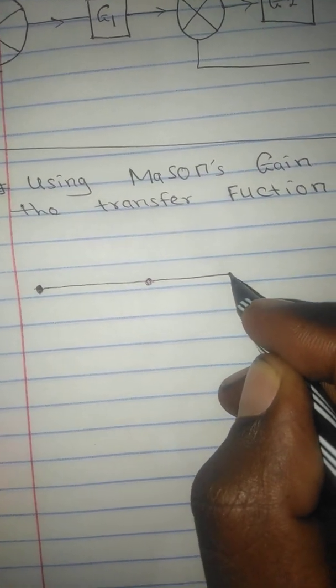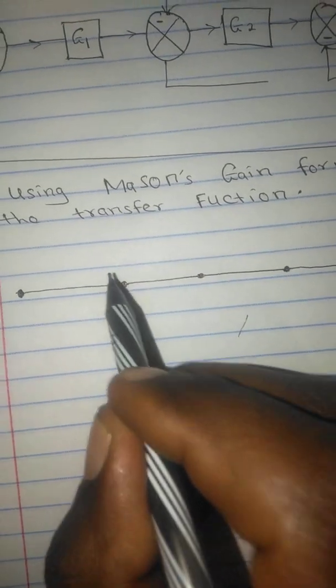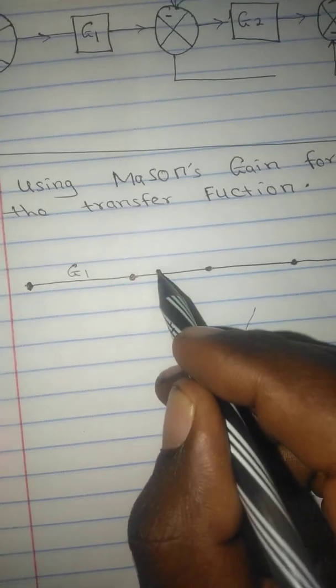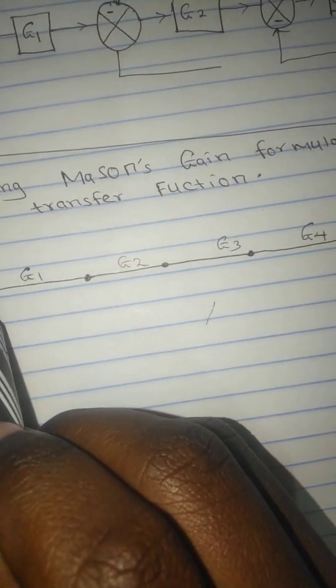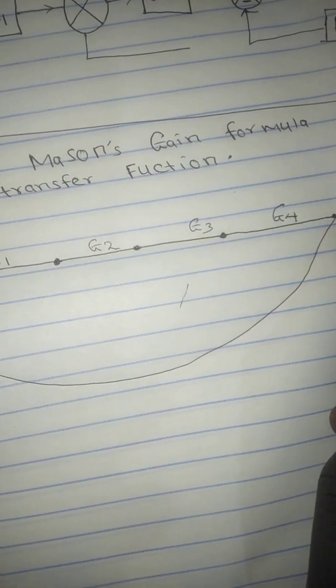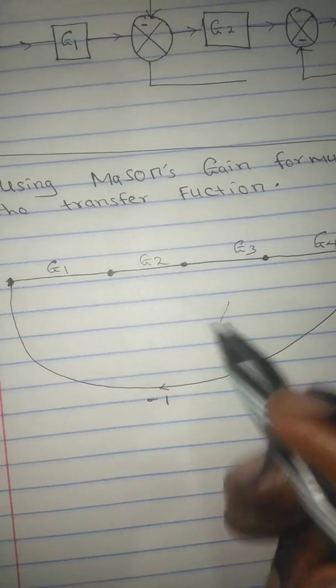We are drawing the signal flow graph. That is, from this node to this node we have T1, then we have T2, T3, then T4. Then from here we have a feedback loop. Up here we have a feedback loop to that point, which is -1. That is a feedback loop.